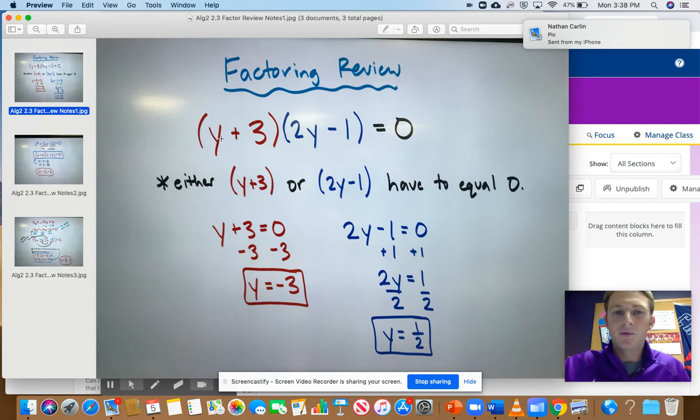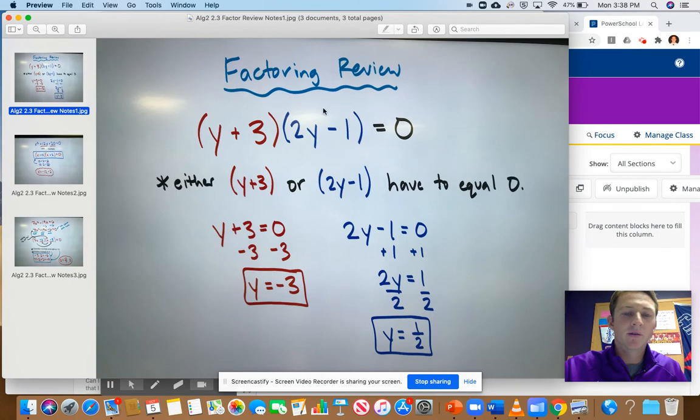All right, Algebra 2, we are reviewing factoring. So we have this quadratic right here, but it's already in factored form, and it's set equal to 0. So either the red equals 0 or the blue equals 0 or both, because if we multiplied anything by 0, it always equals 0. So let's set y plus 3 equal to 0.